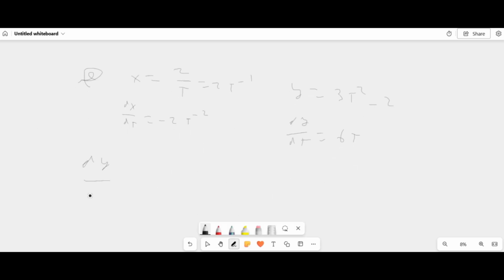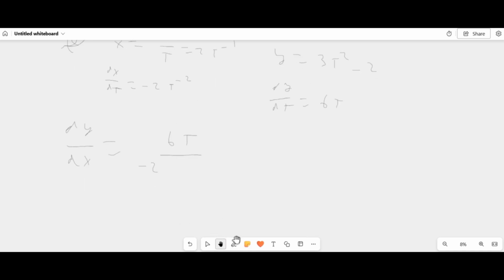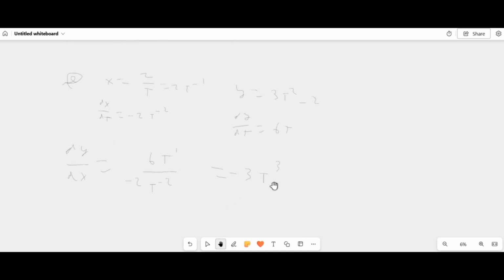So now we can find dy over dx. dy over dx is going to be dy over dt over dx over dt, naturally. So that's going to be 6t divided by negative 2t to the power of negative 2. So this is like power of 1, and 1 minus negative 2 is going to be 3. So t to the power of 3. And 6 divided by negative 2 is negative 3. So we get that. F.